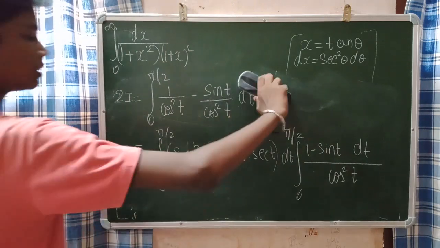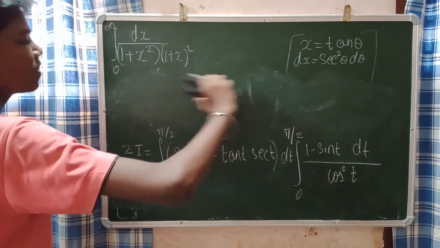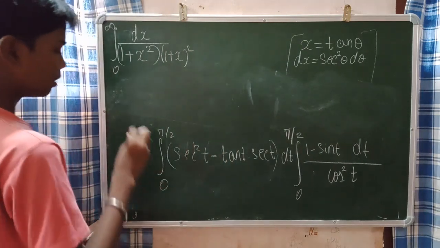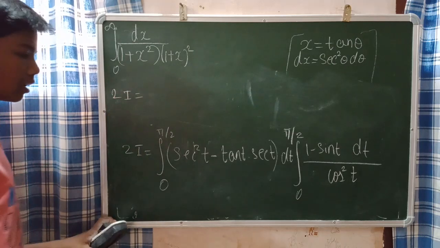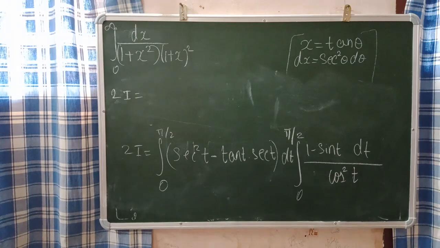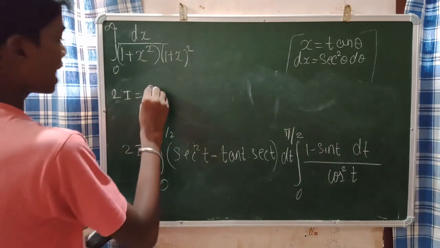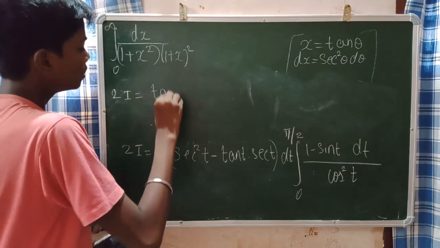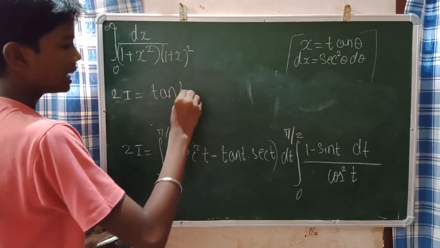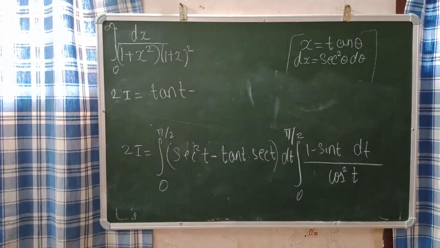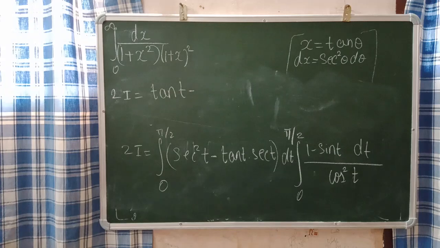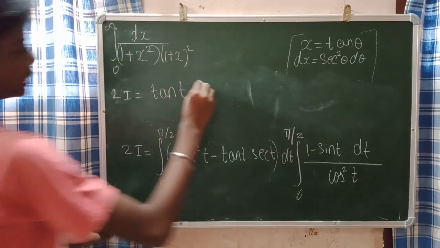Now after this, you just want to simplify this. So 2y is equal to the integral of secant square t minus tan t into secant t. Now what is the integral of secant square t? Yes, tan t. What is the integral of tan t into secant t? I think it is secant t. Yeah, of course it's secant t.